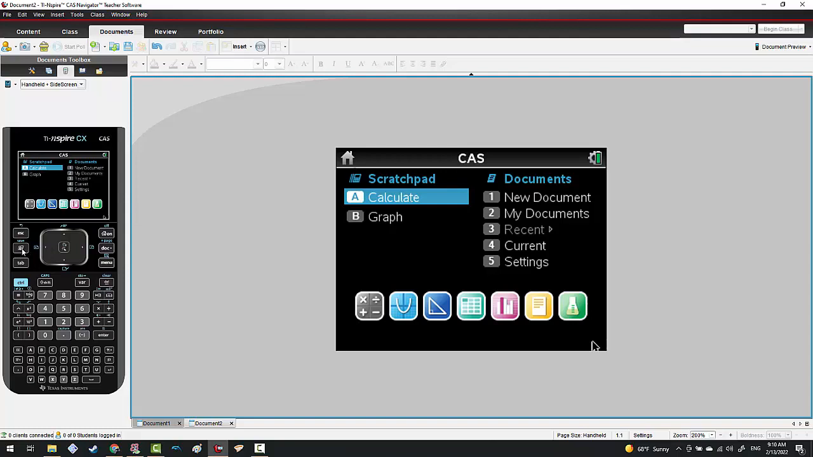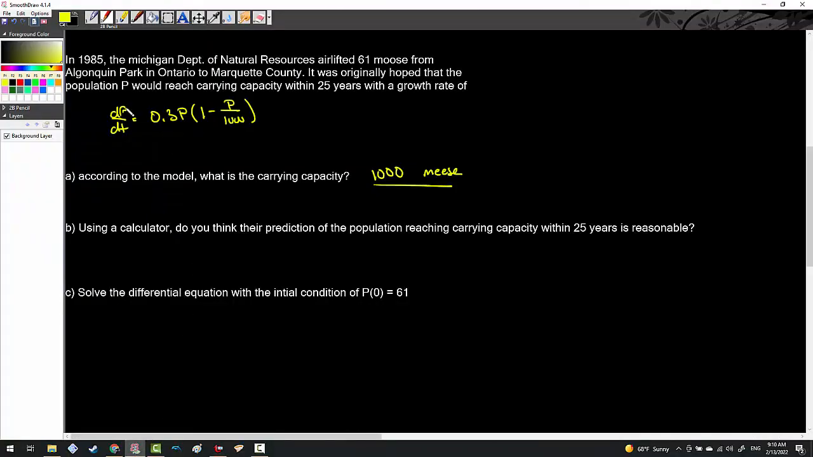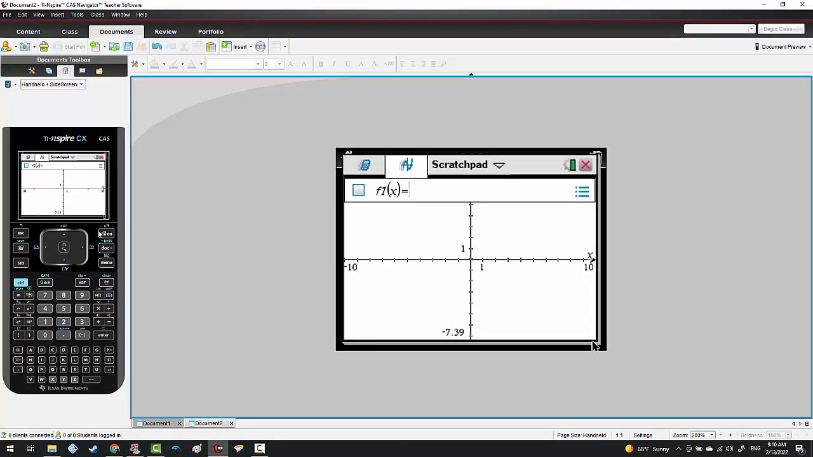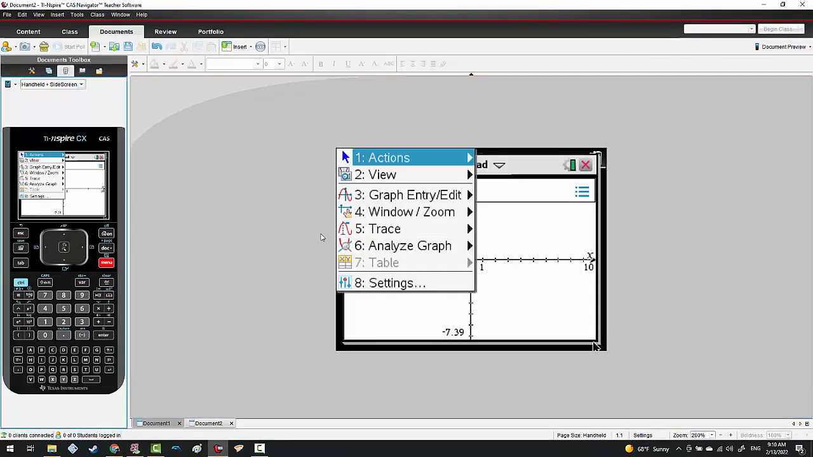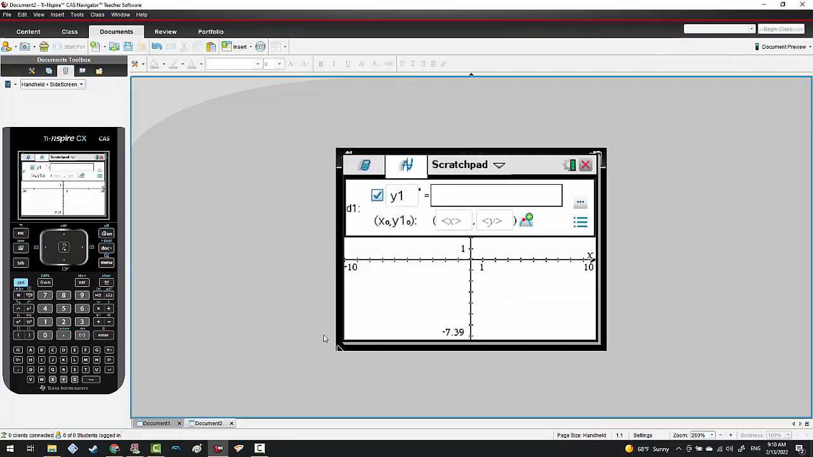I'm going to hit this calculator button that's running away from somebody to get to the graph. In order to get to a differential equation, because remember, I don't know what this thing integrates into. I could solve part C first, but let's say they didn't give me a part C with solving the differential equation. They just needed me to go from the differential equation. What would I do? Well, I'm going to go to Menu, Graph Entry Edit, and Differential Equation.